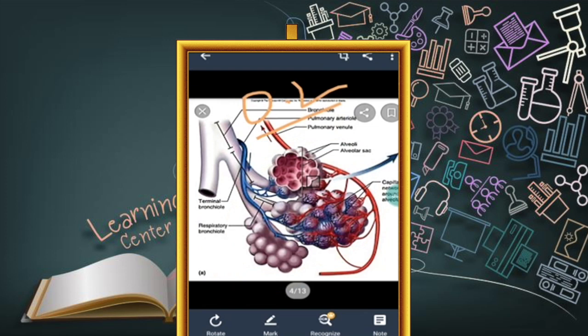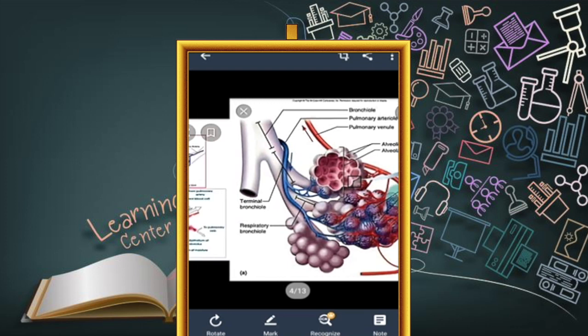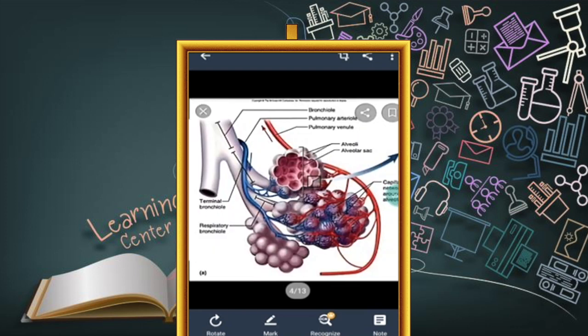So finally, alveoli are here: tiny, balloon-shaped structures and the smallest passageway into the respiratory system of your body. These are the external structure which we can observe. But you can also go into the internal structure of the alveoli.